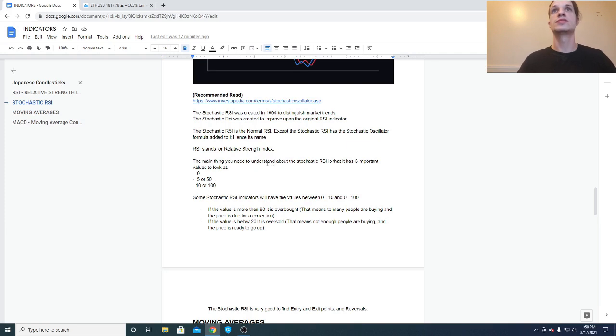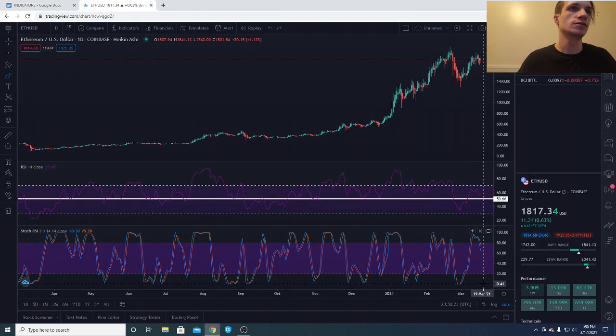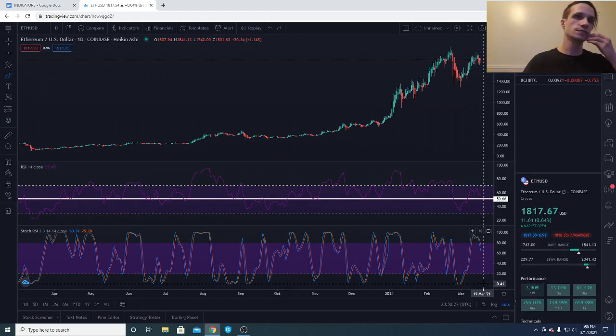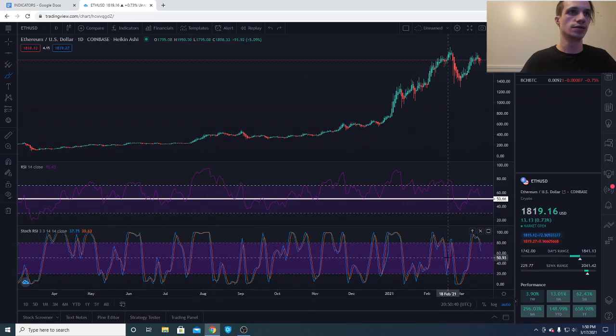The main thing you need to understand is that the Stochastic RSI has three important values to look at. It has a 0, which is all the way down here. This means it is oversold. Alright, oversold is where you want to take your buy positions. And then we have the overbought up here. So we have the 20, we have the 80, and then you're going to have the 50.